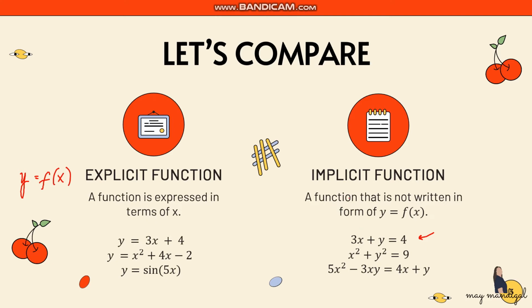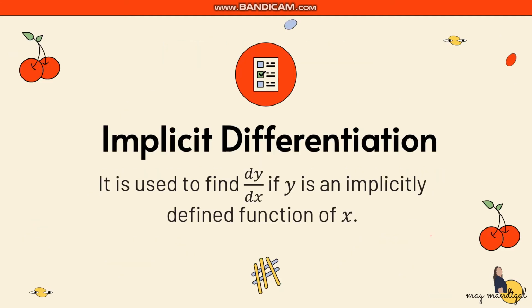But if it's an implicit function, we cannot just use the derivative rules that we studied. There are times when the implicit function will be difficult, or it involves a lot of work before you can transform it into an explicit function. That's why we have a specific rule for getting the derivative whenever we're dealing with an implicit function, and that is what we call implicit differentiation.